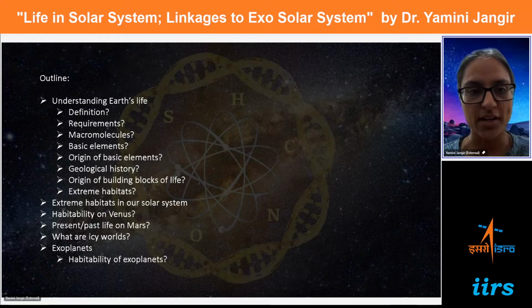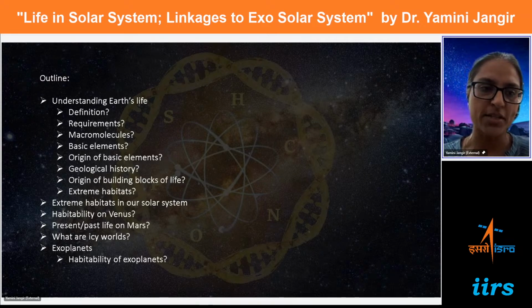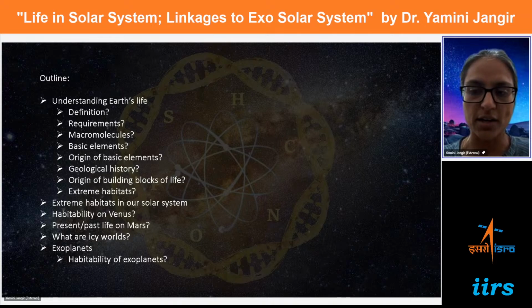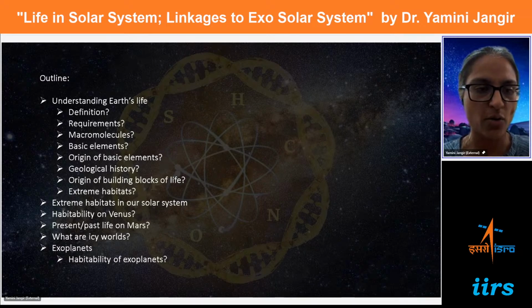What is the geological history of the Earth? And how these basic elements actually came about to become these macromolecules, which is life for us. And whether this life which is present on Earth can survive in extreme habitats. What does habitat mean? It is an environment where you can survive and grow.